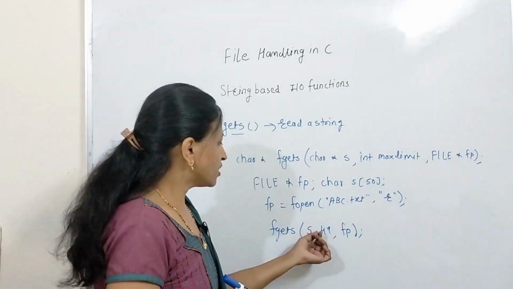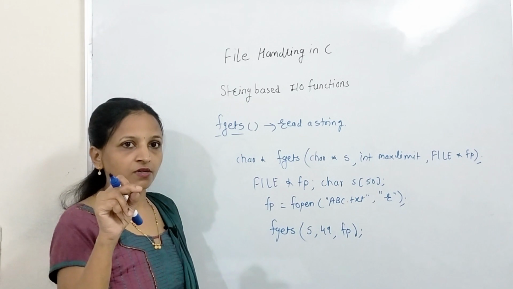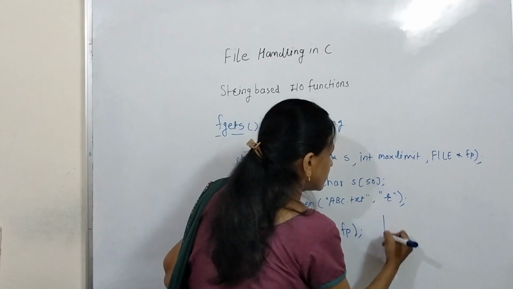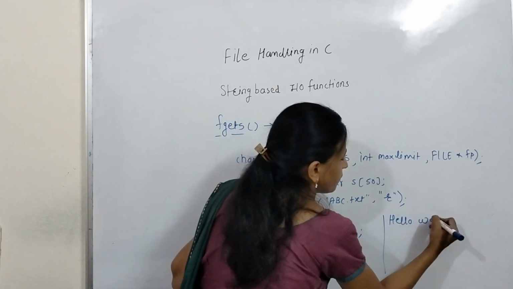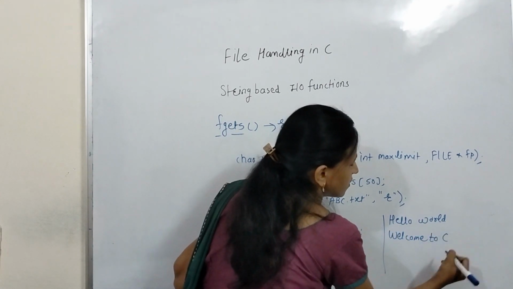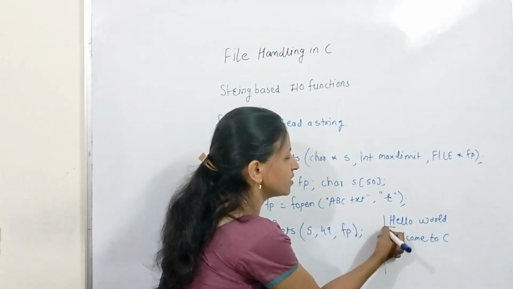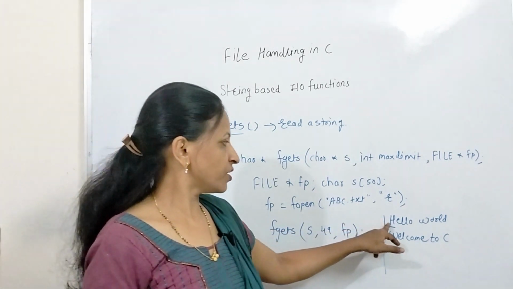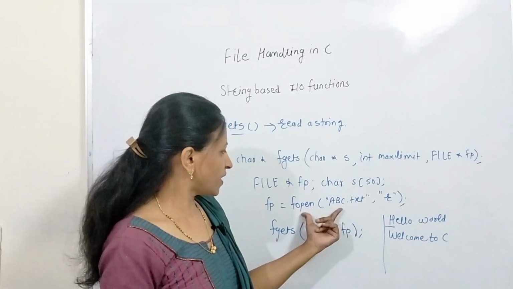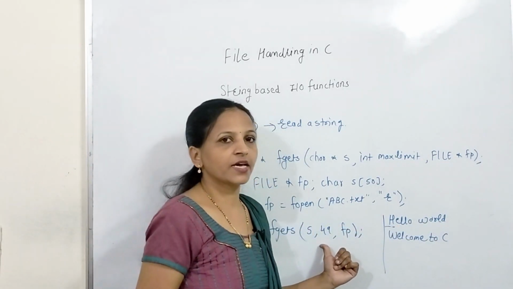How will it work? It will go inside that file. Initially the file pointer is at the beginning, on the first line, on the first character. Let the string be hello world, and next, let welcome. This is the file abc.txt. Whenever we open that file in read mode, the file pointer will be at this position. Whenever we read from that file using the fgets function, it will read a maximum of 49 characters.